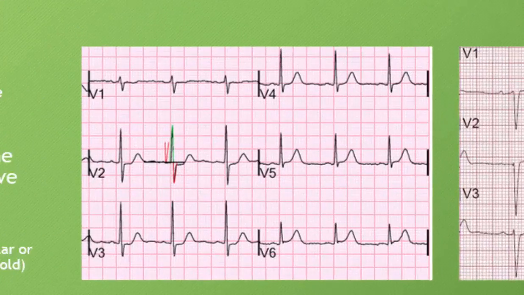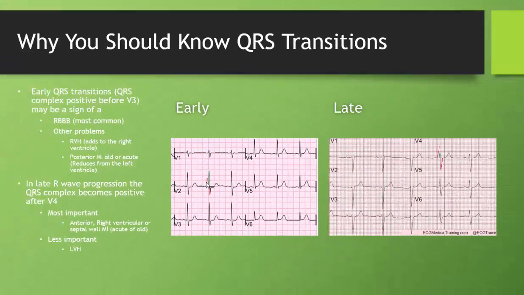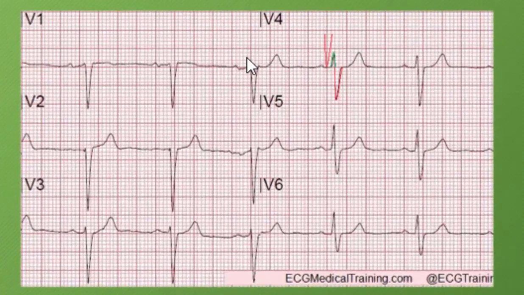So how do we know it's early? Remember, it's supposed to become positive in V3 or V4. And you can see right here the QRS complex. I took the negative deflection and measured it against the positive QRS, and you can see the positive is actually quite a bit bigger than the negative deflection. So it's already a positive deflection in V2, so that means it is an early QRS transition. And then you take a look over here at the late QRS transition, where it becomes positive after V4.